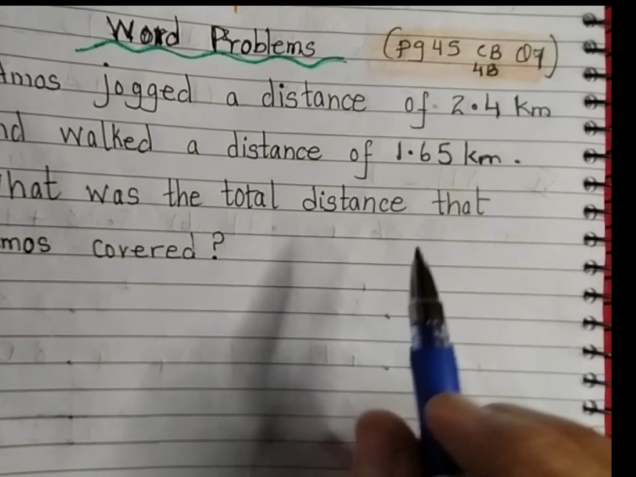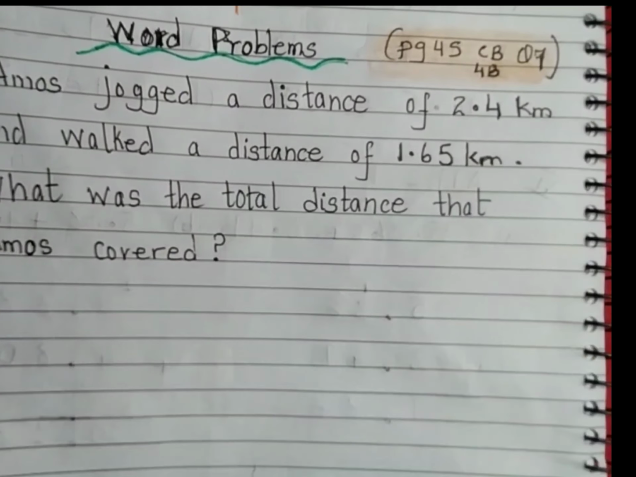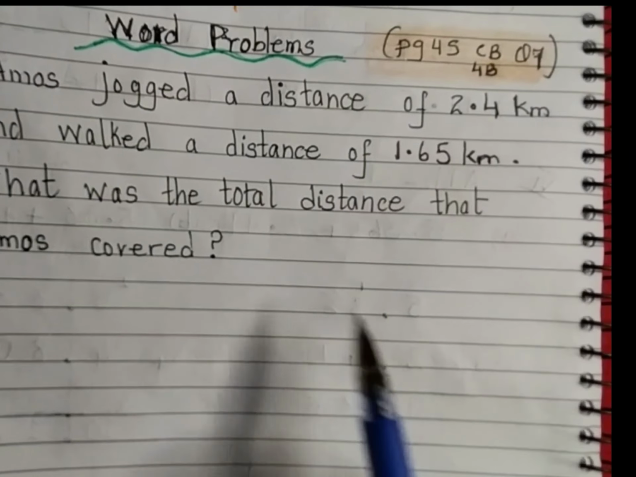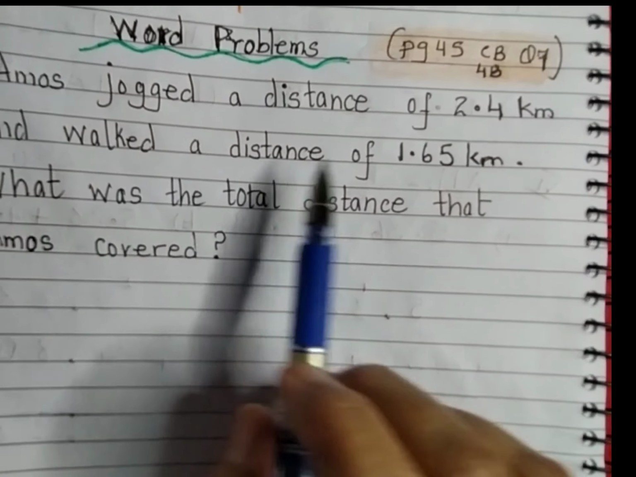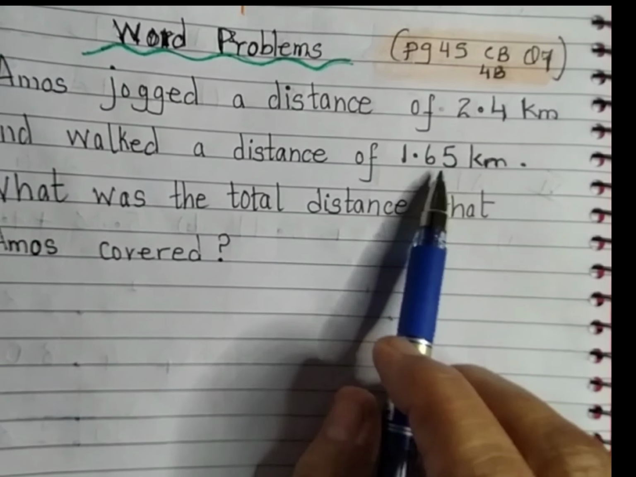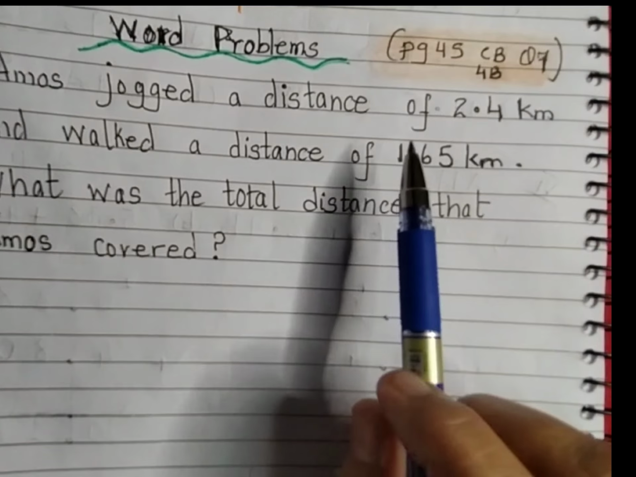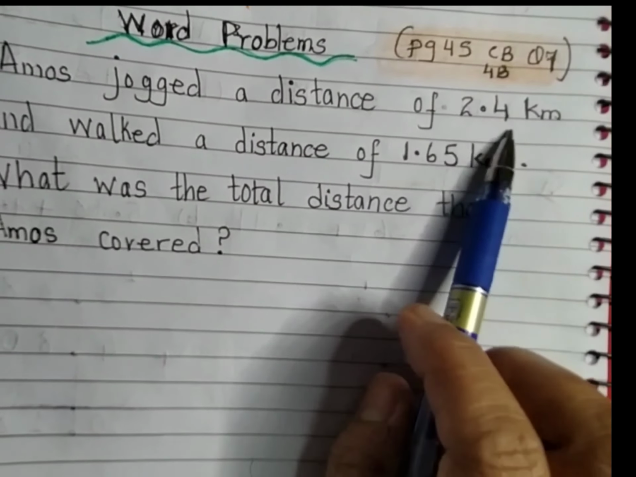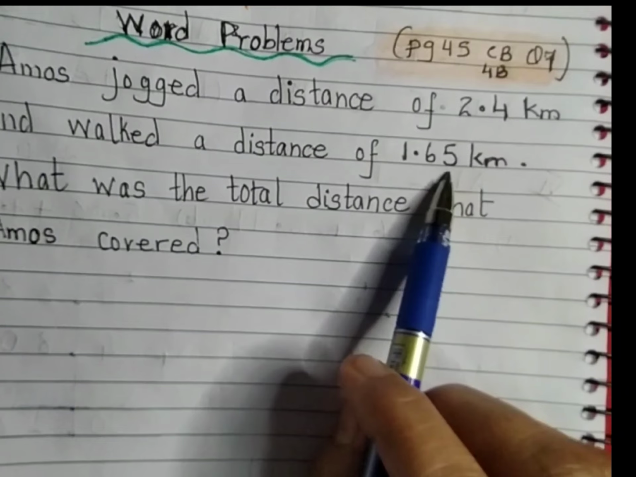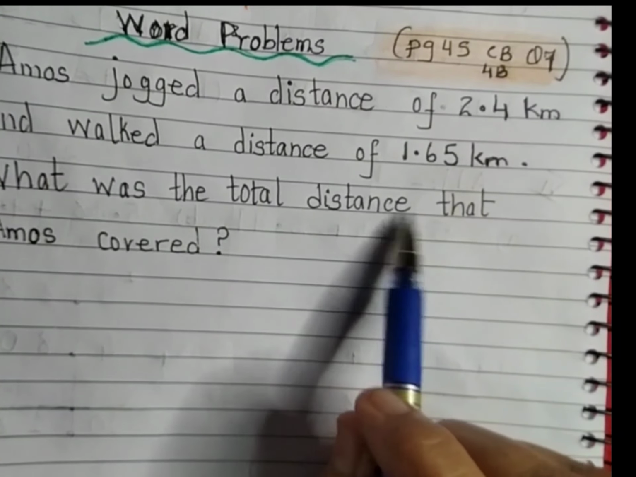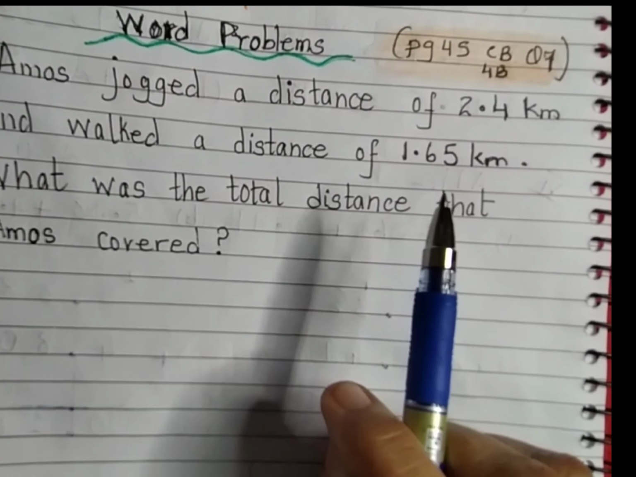Amos jogged a distance of 2.4 kilometers, and walked a distance of 1.65 kilometers. Jogging is different from walking, right? Jogging is running and walking is just walking. So the boy Amos, I guess it's the boy's name, jogged 2.4 kilometers and walked 1.65 kilometers. What was the total distance that Amos covered?